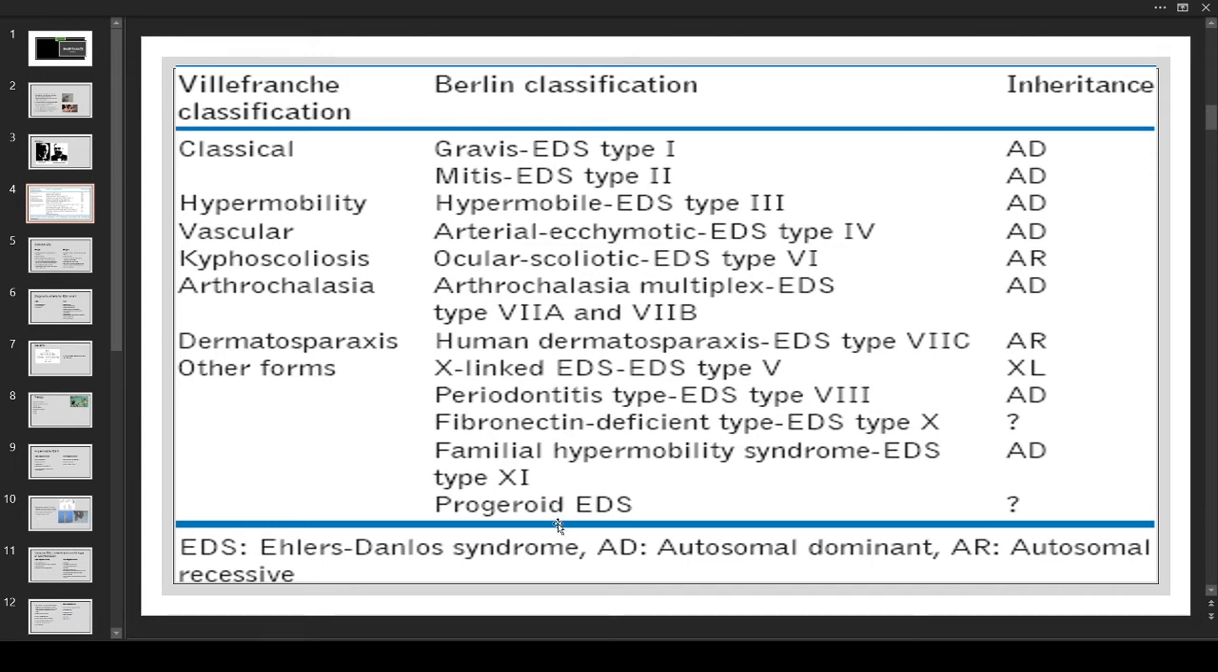And today we're going to be talking about the classic, hypermobility, vascular, kyphoscoliosis, arthrochalasia, and dermatosparaxis types. The other forms, yes, they are very important to know about, but we're mainly going to be focusing on these 7, if you count type 1 and 2 separately.